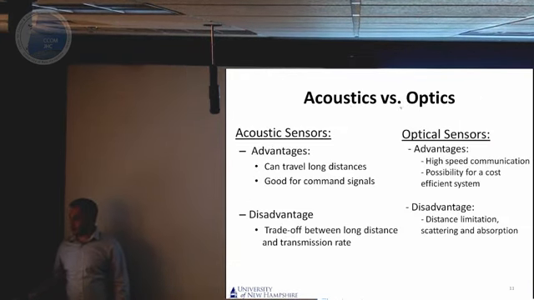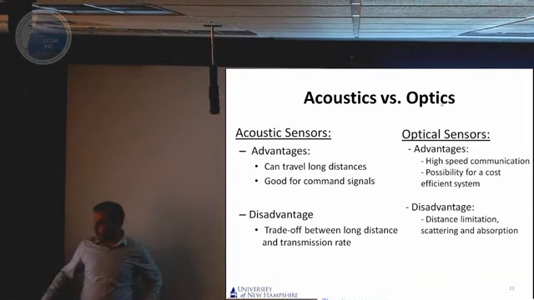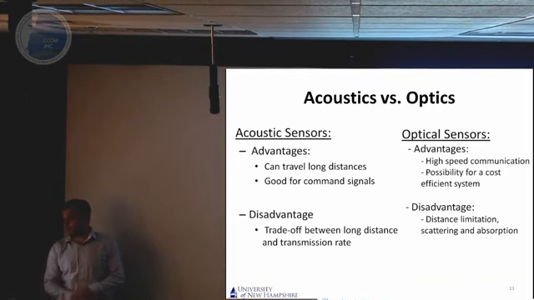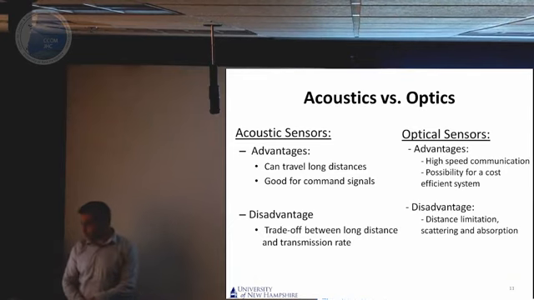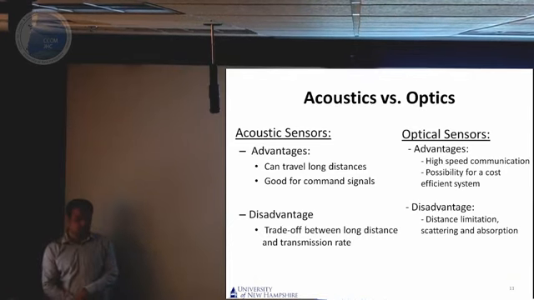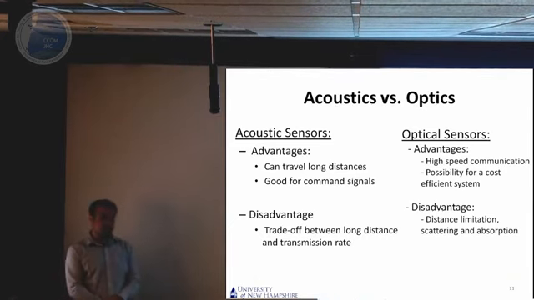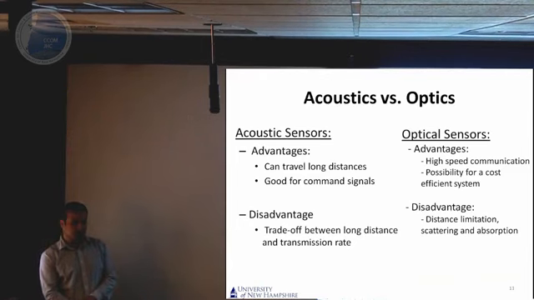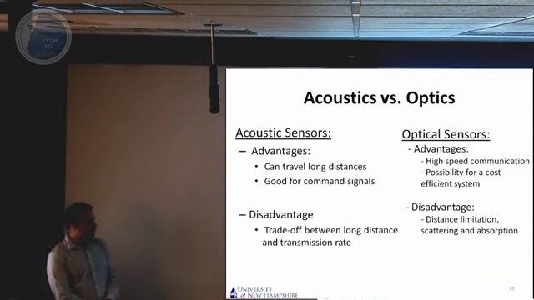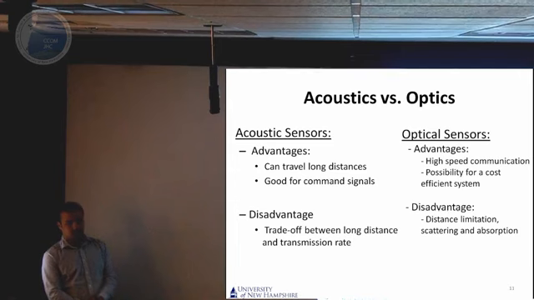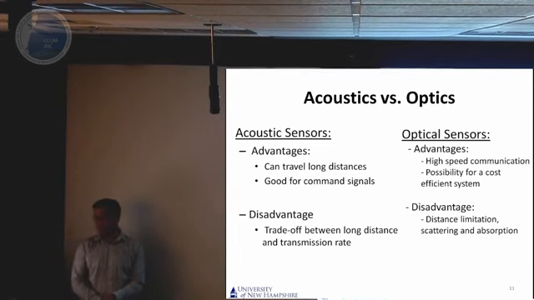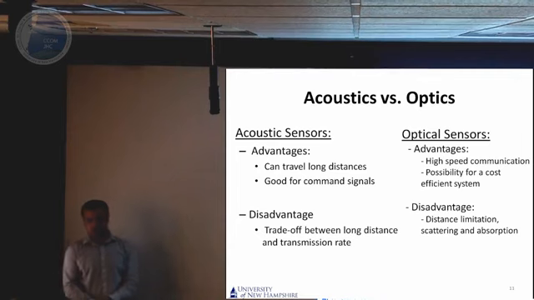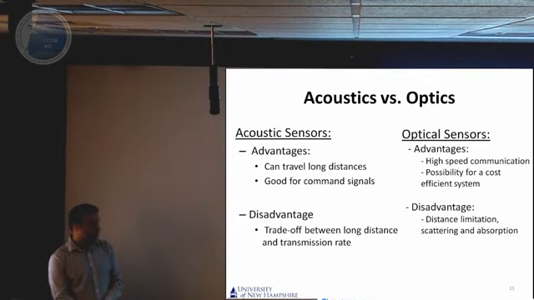So to compare acoustics and optics, their weaknesses and strengths. Acoustic sensors have the advantage of traveling long distances. That's a big factor. As a result, it's good for command signals, so we can command the ROV at longer distances. If you look at the disadvantage of the acoustic sensors, there's a trade-off between the range and the transmission rate. If we increase the transmission rate, the range is decreased.